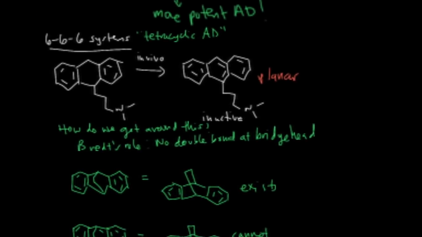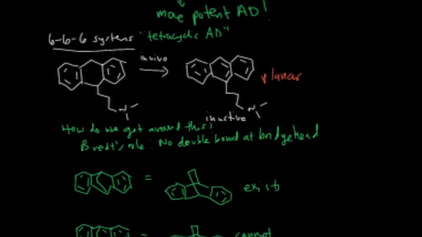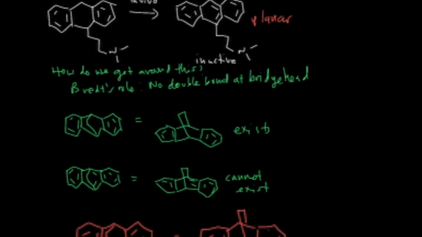666 ring systems. They are inactivated intracellularly to produce planar compounds because they have 2 double bonds. So more than 1 double bond in the middle ring produces planar compounds. So how to get around this? You use Bredt's rule by producing a bridge in the middle, because double bonds at bridgeheads cannot exist.